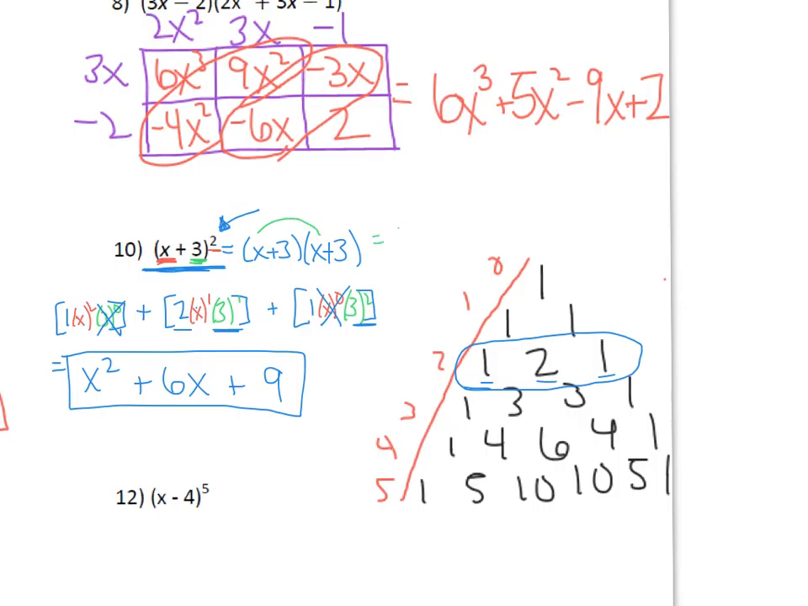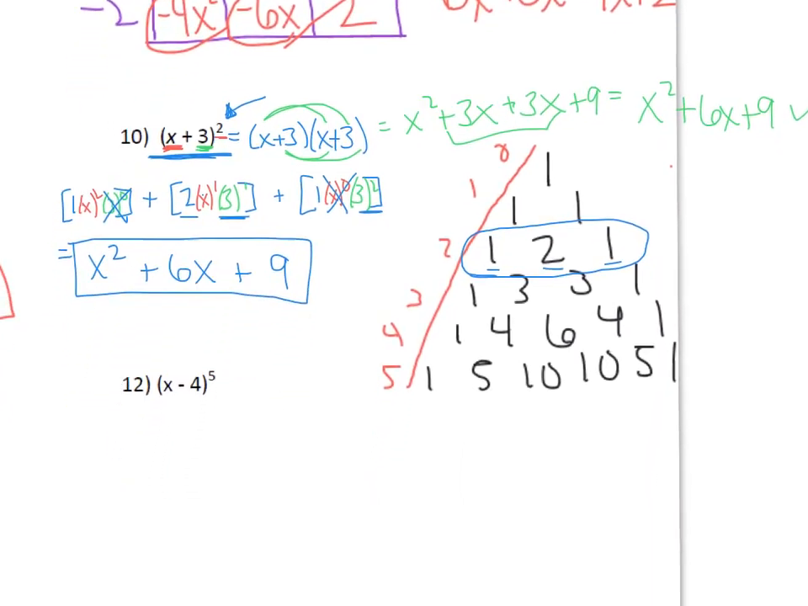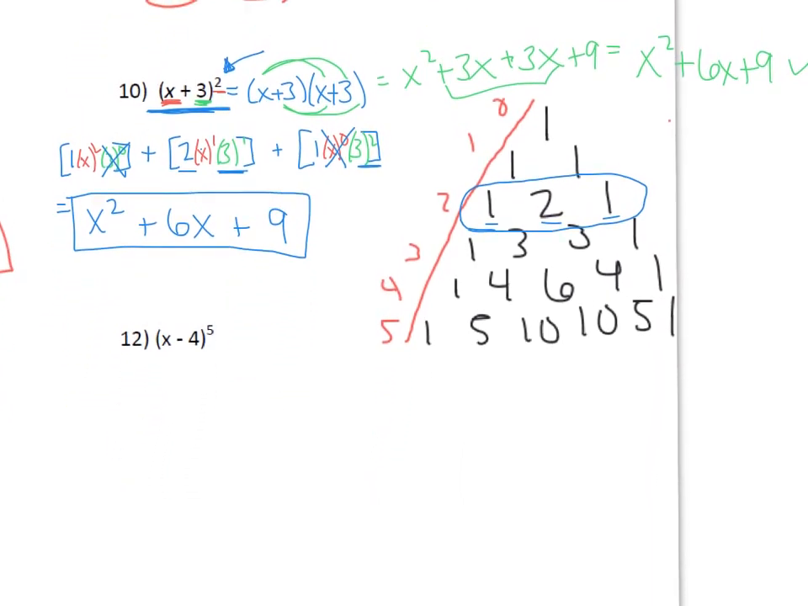X times x is x squared, x times 3 is 3x, 3 times x is 3x, 3 times 3 is 9. So we do get the same solution if we combine like terms, x squared plus 6x plus 9. So it does work out. Okay, I want to show you one with a little bit more complicated problem, like number 12.